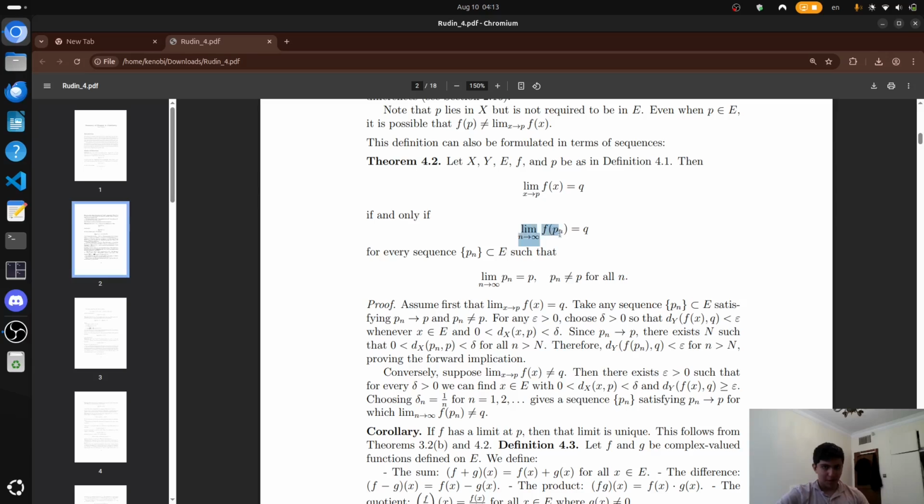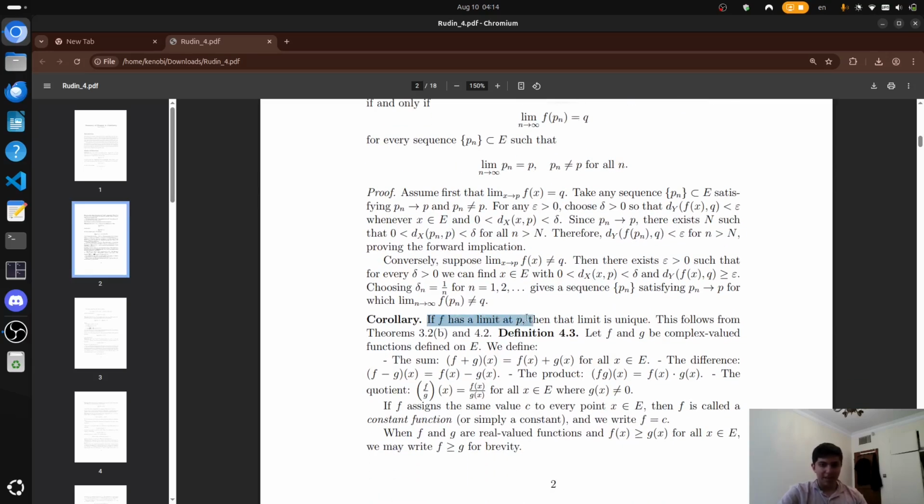But this is not true because we said that it doesn't satisfy this, right? And since it goes to p over here, as n goes to infinity, p of n approaches p, right? But we know that this is false over here, so that means it won't go to q either, and that proves the statement.